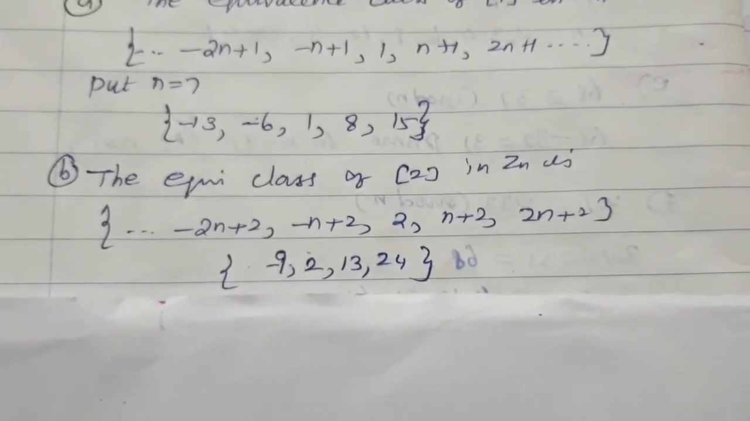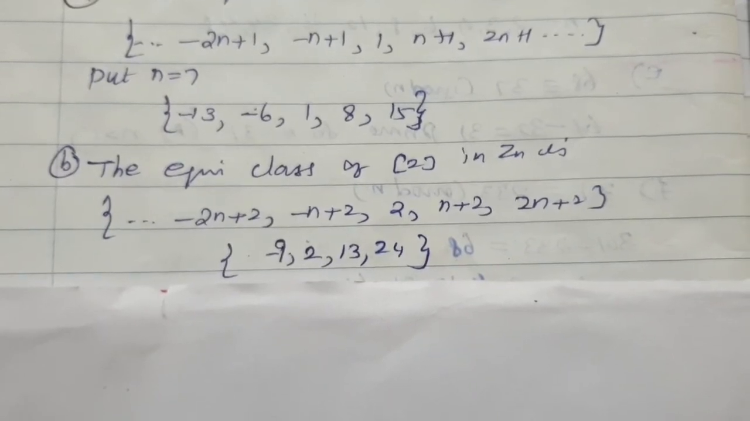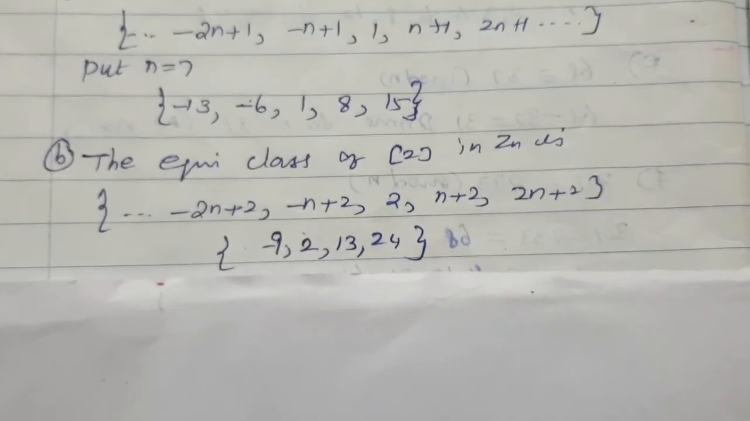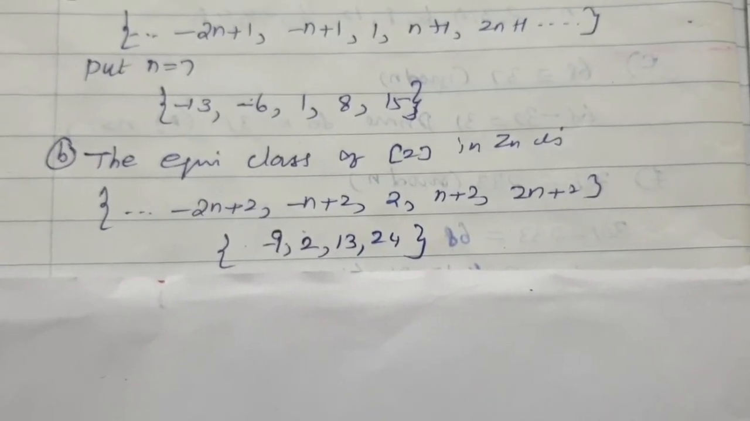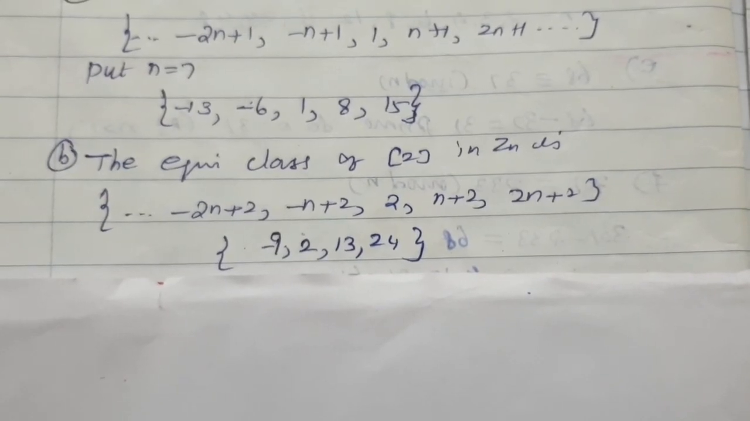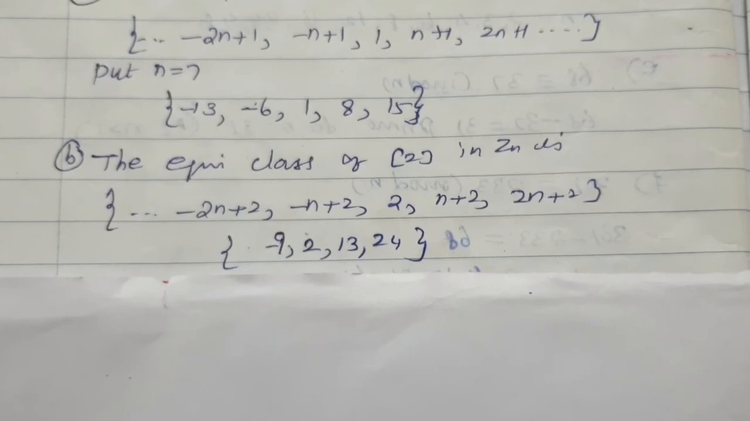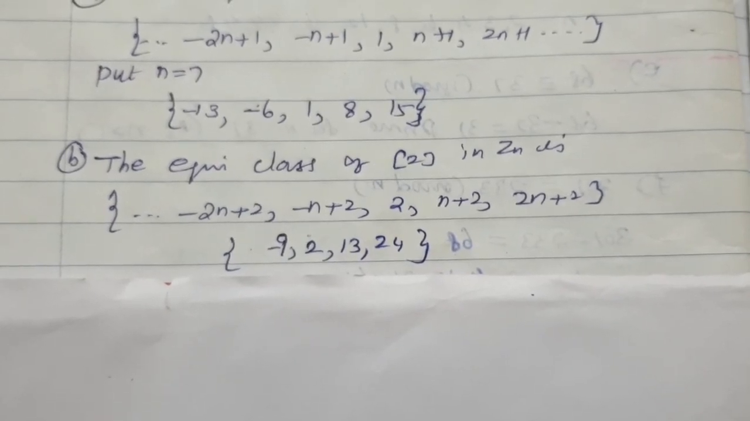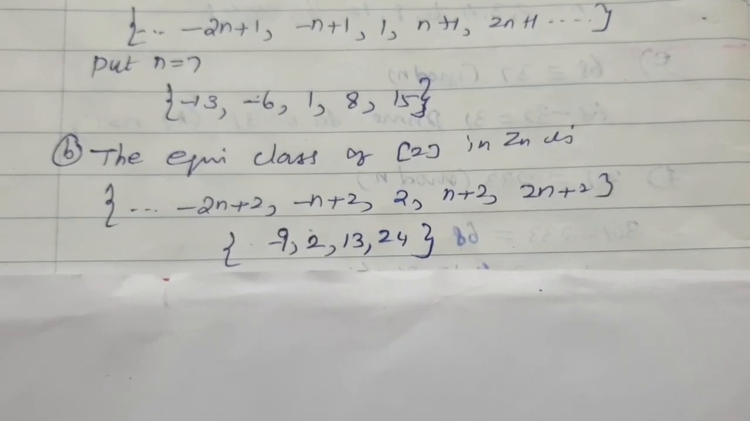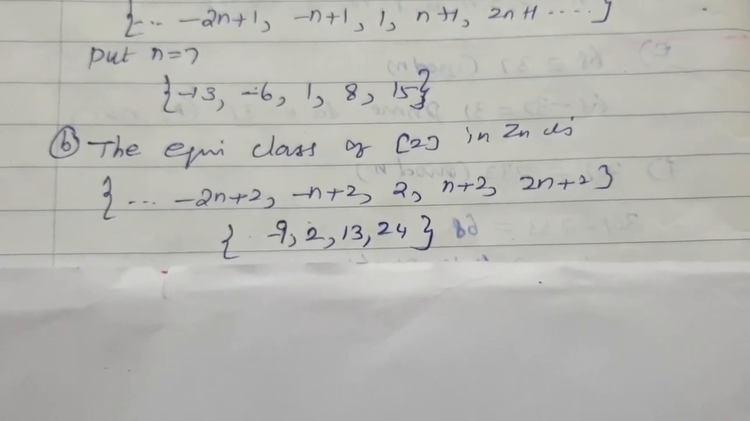So when we substitute 11 for n, we get minus 2 into 11, minus 22 plus 2, minus 20. Next, minus 11 plus 2, that is minus 9. Next one 2, then 11 plus 2 is 13 and 2 into 11 is 22 plus 2, that is 24. Since the question asks for a list of 4 numbers, we leave out minus 20 and write this set of 4 numbers. That is all.